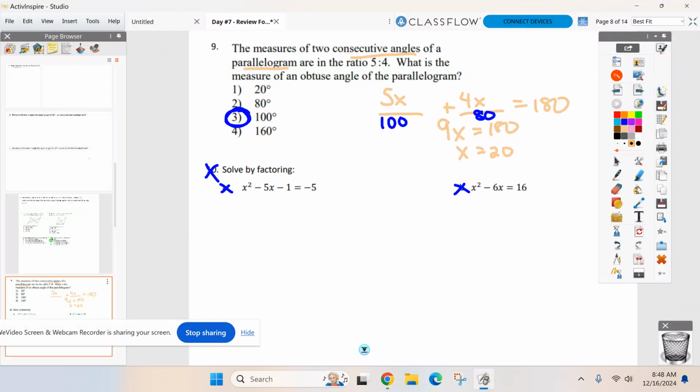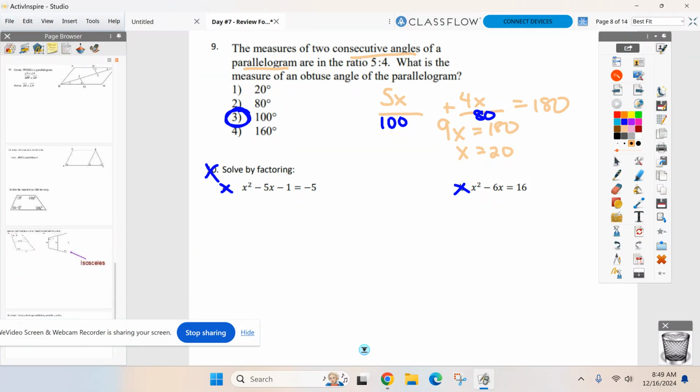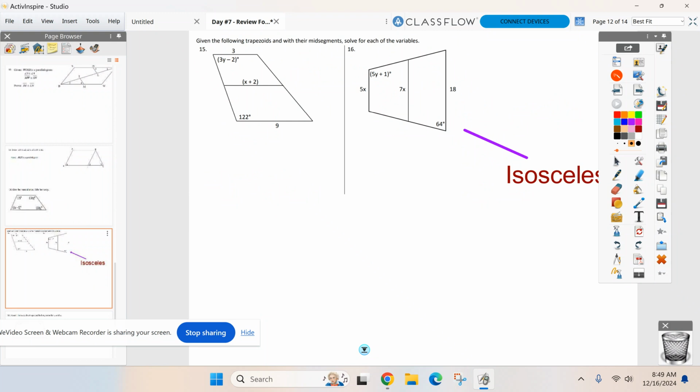Let's go to 15. Why not? Little trapezoid here and a mid-segment. All right, we just went over our facts. Let's find x first. X plus 2 is your mid-segment.